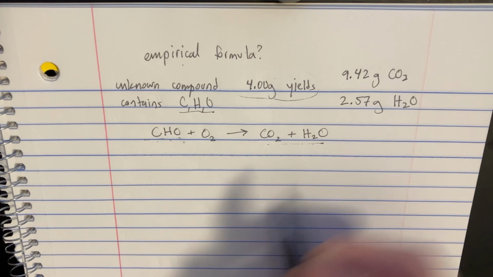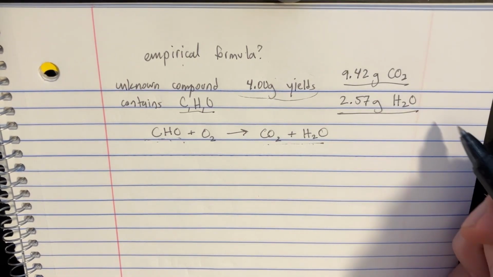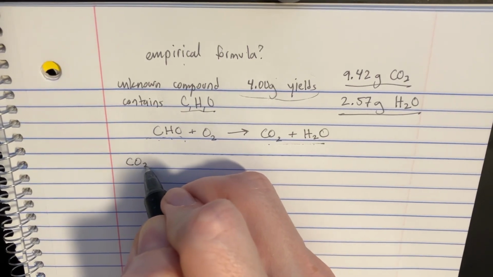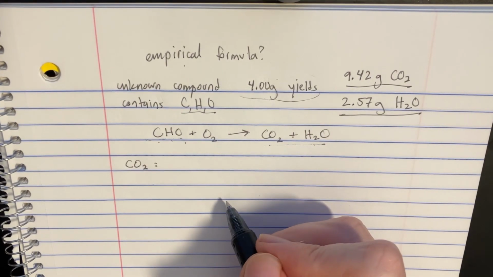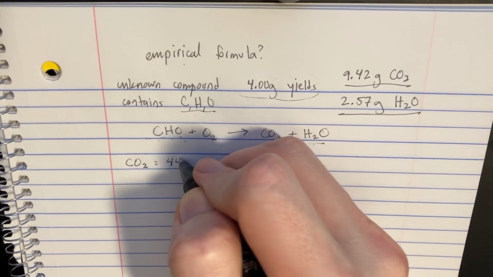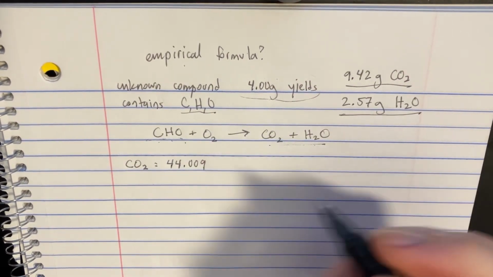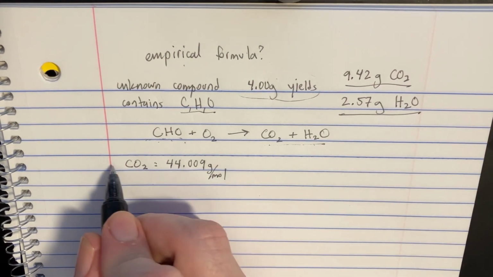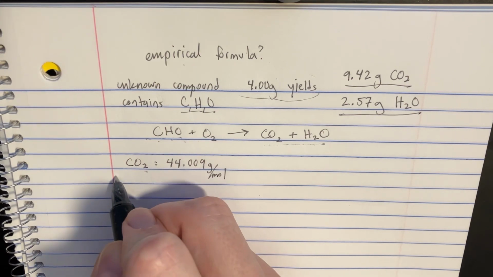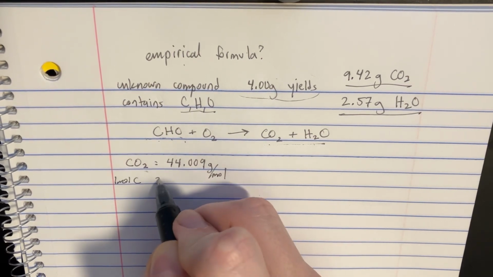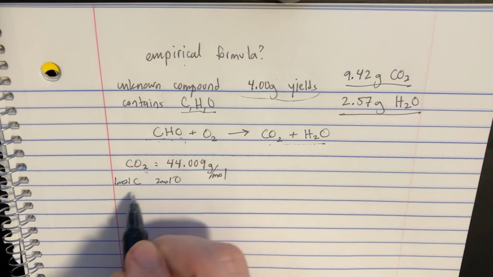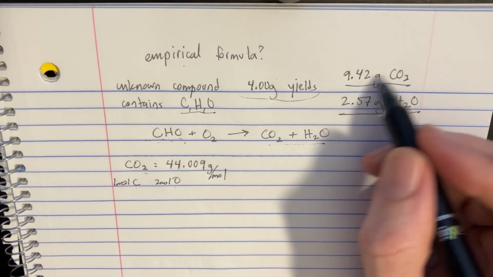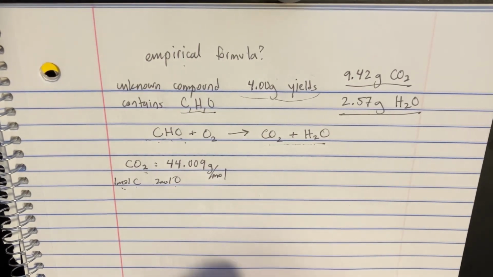One thing we can do is realize that grams can be converted into moles really easily by using molar mass. So we can take the molar mass of CO2, which equals 44.009 grams per mole. And we know that if we have 1 mole of CO2, then we're going to have 1 mole of C and 2 moles of O. So if we convert grams of CO2 to moles of CO2, we'll know immediately how many moles of C we get.